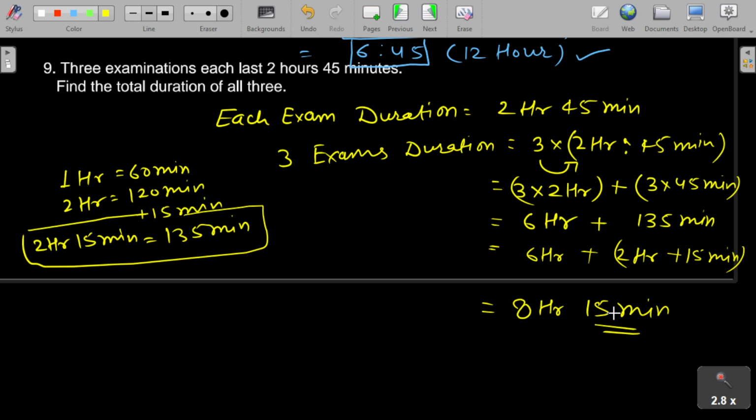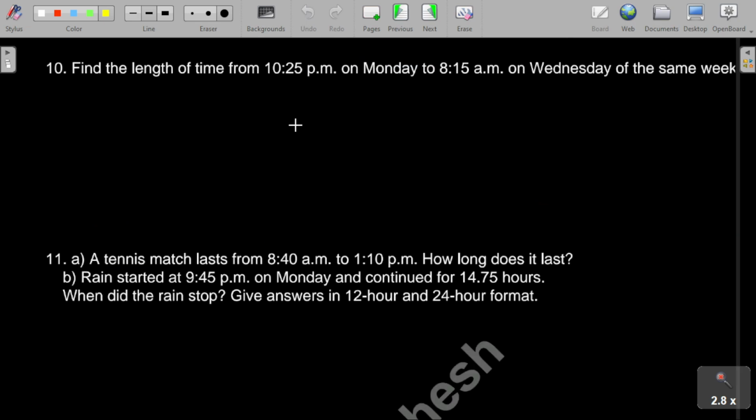Now moving to the next one. Find the length of time from 10:25 p.m. on Monday to 8:15 a.m. on Wednesday of the same week. So we have to find the total length of time from 10:25 p.m. on Monday to 8:15 a.m. on Wednesday.